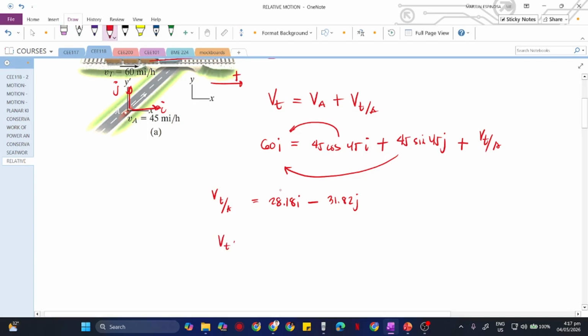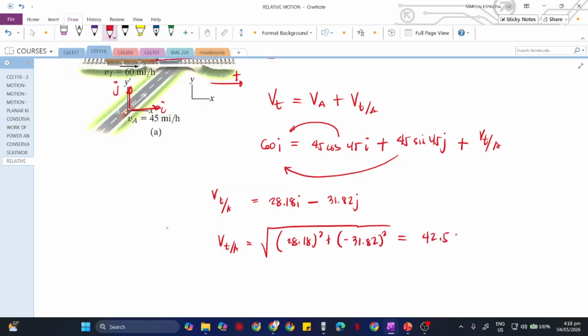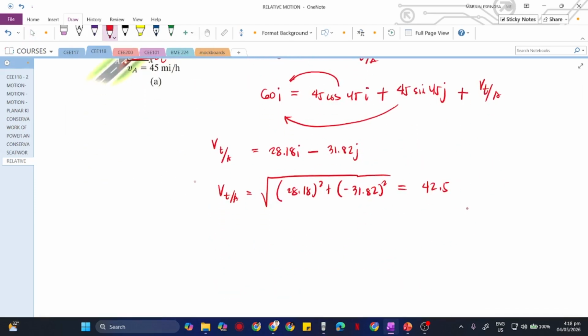Okay, using the Pythagorean concept, we can just take the square root of the squares, right? 28.18 squared plus negative 31.82 squared. So, what will be the answer? Let me check. The answer here is equivalent to 42.5. So, it is 42.5 and the unit is miles per hour, because we are using miles per hour there, or MPH. That will be our magnitude.